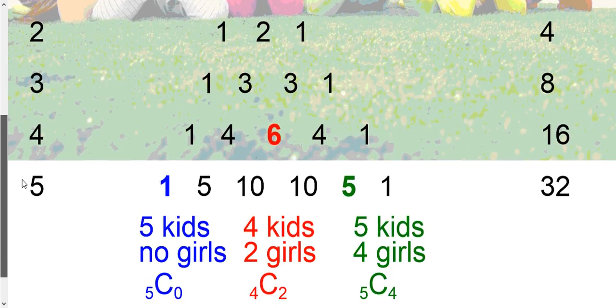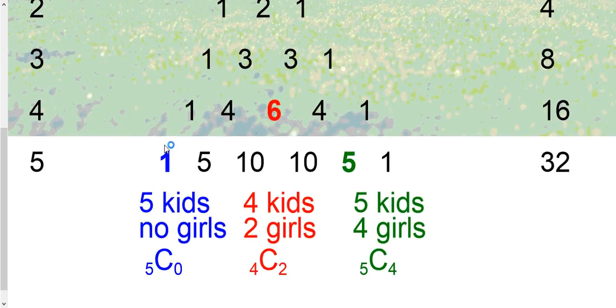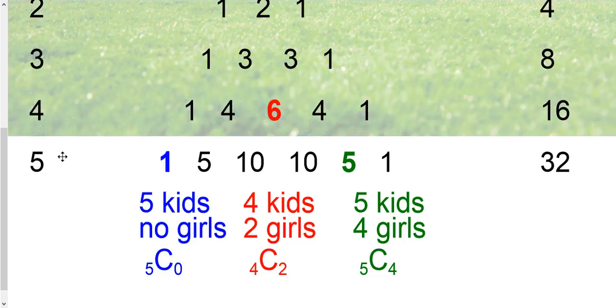So when we go farther down here and look at this first blue one, it is in the row of 5, and it's the first number here. So it's 5 kids and getting no girls, which is 5 combination 0. The red 6 here is in the fourth row, and that's 0, 1, 2. So that's having 4 kids and trying to get 2 girls. The green 5 here is in the fifth row, 0, 1, 2, 3, 4. So it's 5 kids and getting 4 girls.